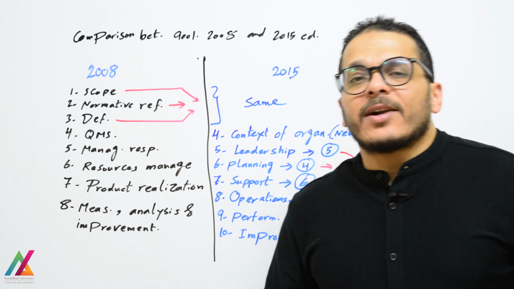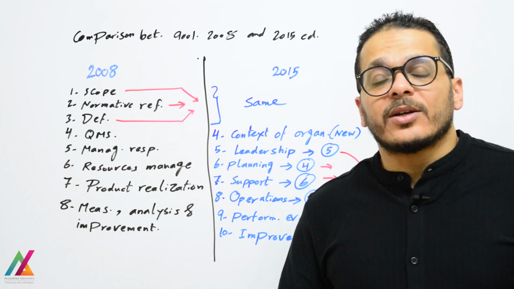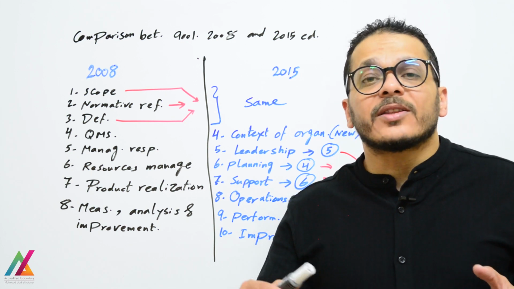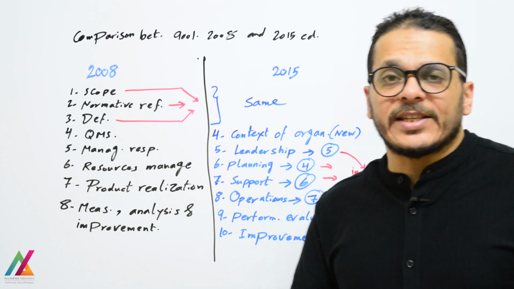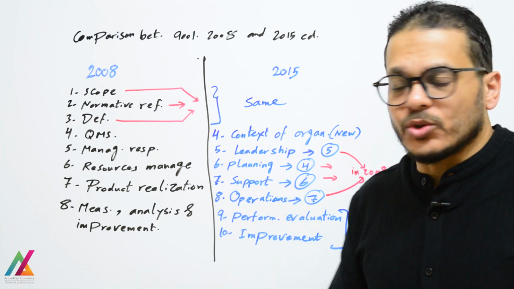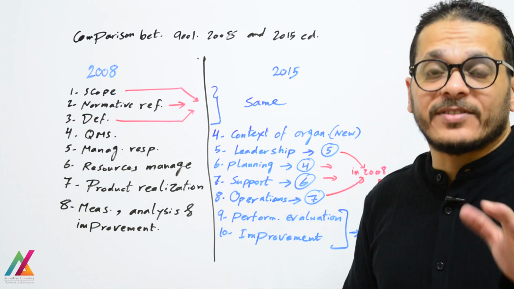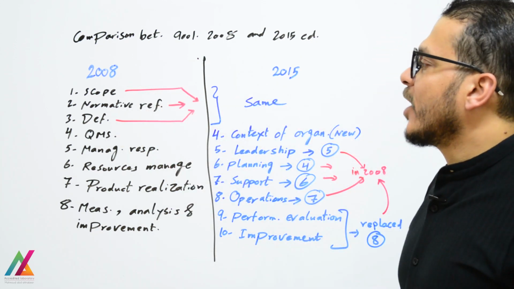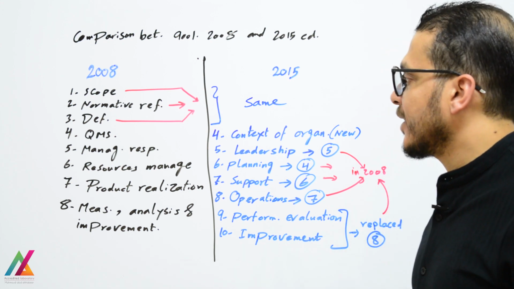Today's lecture will be around the comparison between ISO 9001 2008 edition and 2015 edition. What are the changes that have been done to this edition? In 2008 we have 8 clauses, but in 2015 we have 10 clauses. The first 3 clauses are the same in both of them: scope, normative references, and definition.